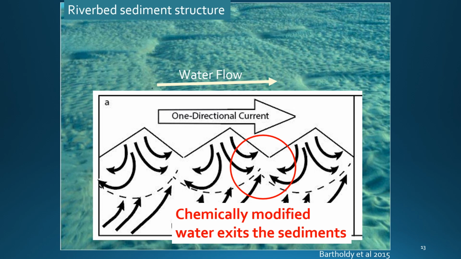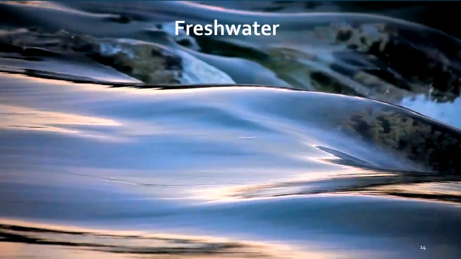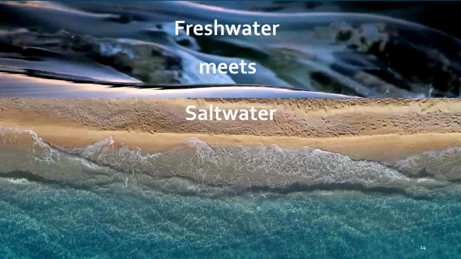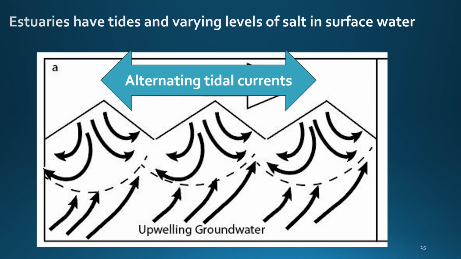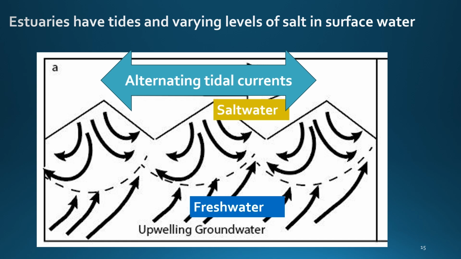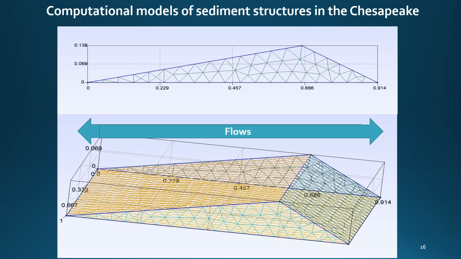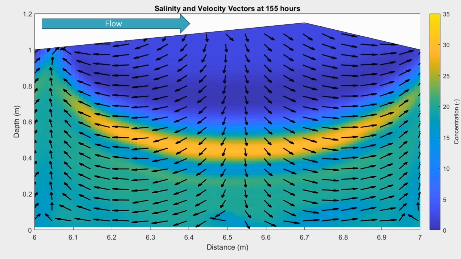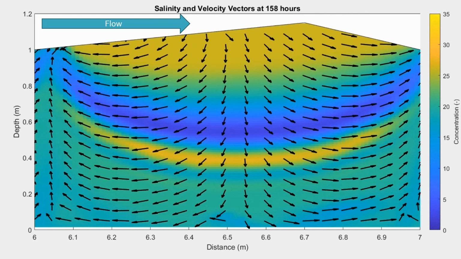However, in estuaries where freshwater meets saltwater, these dynamics are not well understood and modeling them is difficult because in estuaries we have surface water with alternating currents due to tides and varying levels of surface water salinity mixing with fresh groundwater. My computational models of sediment structures will take these complex dynamics into account, and by modeling the seabed, we can see how mixing dynamics occur under the sediments.